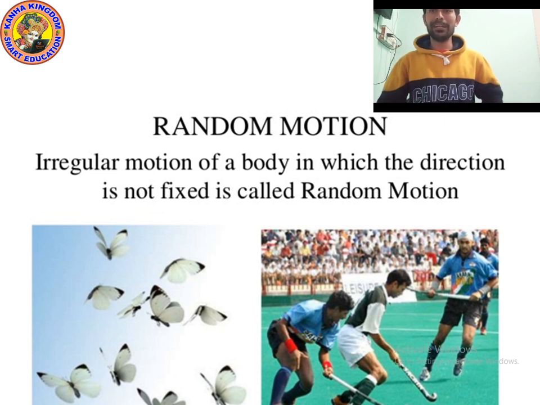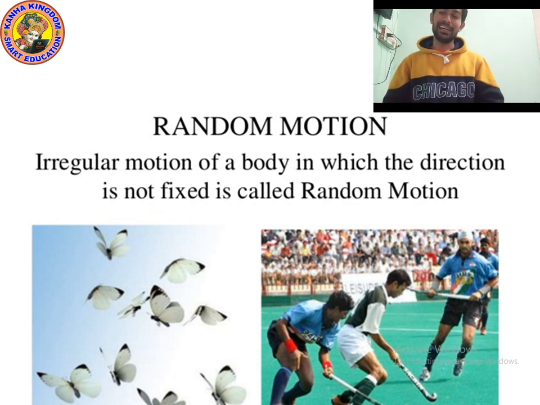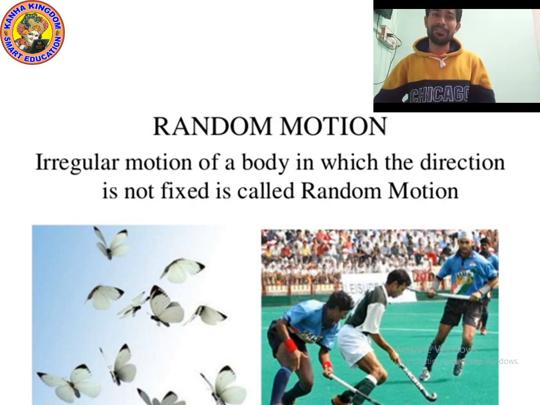You cannot do random motion in the class. When the teacher is not in the class, you start moving from one place to another, walking here and there, so you also do random motion. When we kick the football, it goes in any direction, so that is also random motion. As you can see in the picture, the butterflies are flying, so they are also doing random motion. I hope you understood that there are different types of motion.